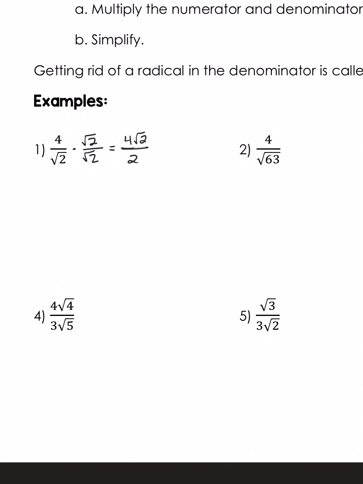And now I'm going to simplify. I can divide 4 and 2. 4 divided by 2 is just 2. So my final answer is 2 radical 2. This is considered simplified. I don't have a radical in my denominator. And the radicand, the number inside my radical, cannot be broken down into any perfect squares.